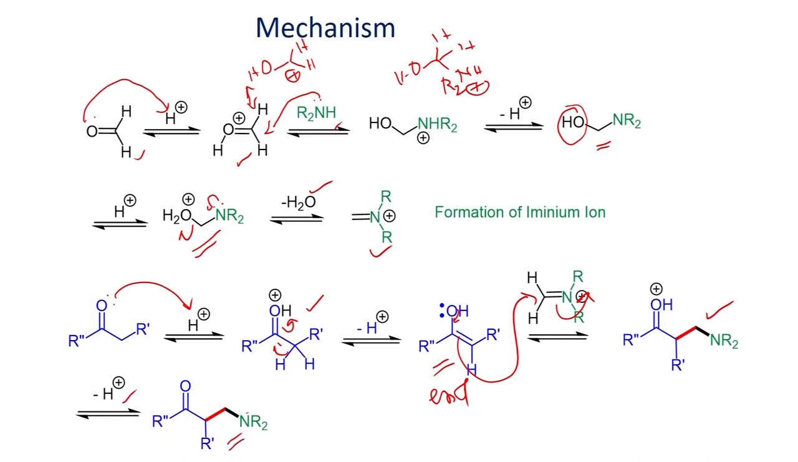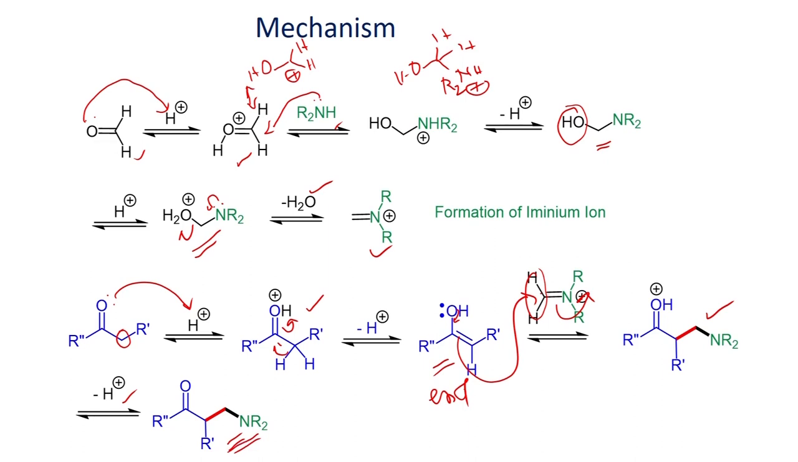Once you have this addition product that can lose a proton to give this beta amino carbonyl compound as a product. What you do here, you generate two bonds, one carbon-carbon bond between this carbon and this carbon of this iminium salt. In addition to that, you also form a carbon-nitrogen bond from the carbon of formaldehyde and nitrogen of amine. So, basically you form carbon-nitrogen, carbon-carbon bond to give this beta amino carbonyl compound as a product.